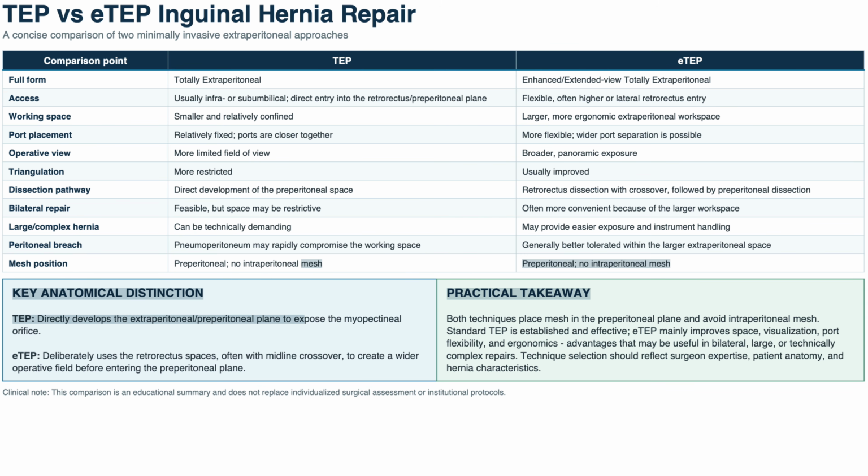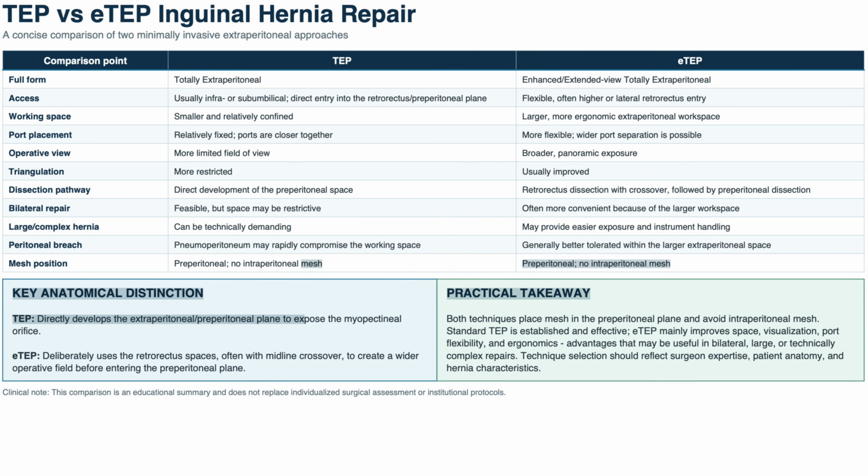So, TEP directly develops the extraperitoneal space, whereas eTEP deliberately uses the retrorectus space, often with a midline crossover, to create a wider operative field before entering into the preperitoneal plane. Both are good surgeries, but extended TEP mainly improves space, visualization, port flexibility and ergonomics. These advantages may be useful in bilateral, large or technically complex repair. Technique selection should depend on the surgeon's expertise, but now people are switching more towards extended TEP.